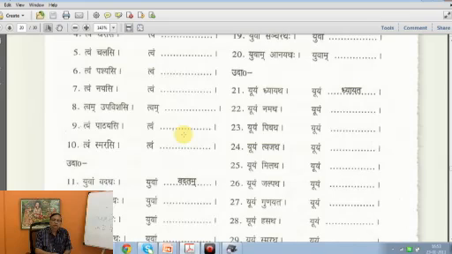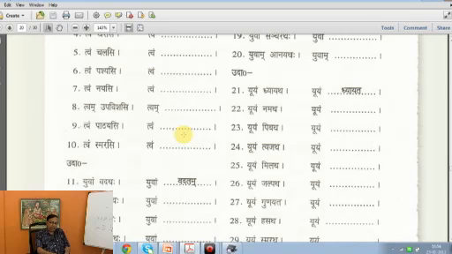Yuyam Pibatha, you all drink. Yuyam Pibata. You are all drinking here. Now, there is some confusion here. If I don't translate this present tense in continuous sense, you will not understand the imperative mode.